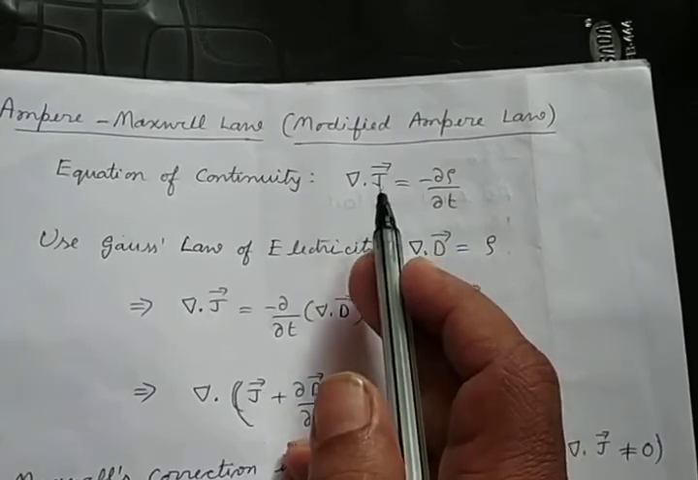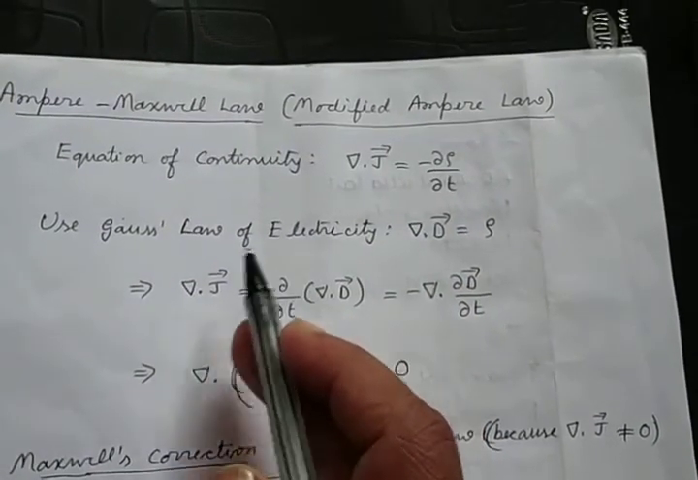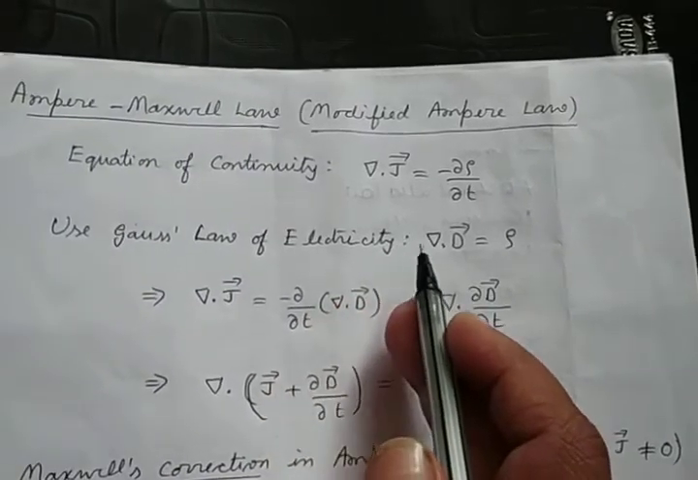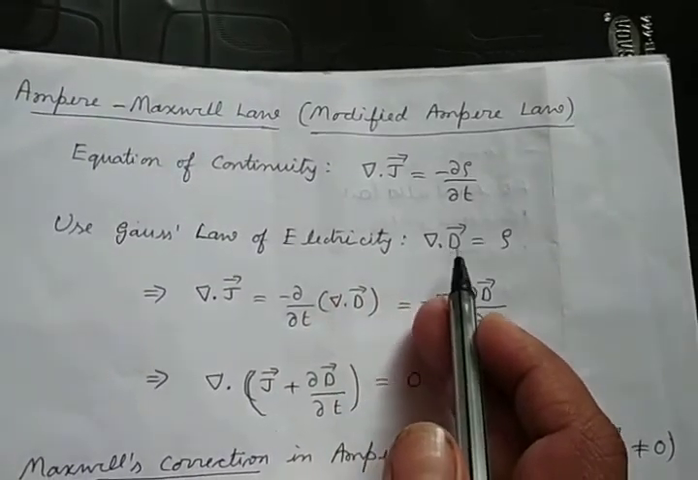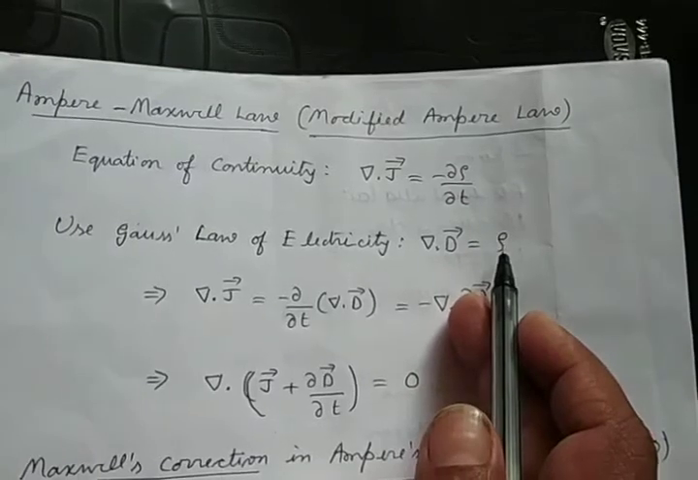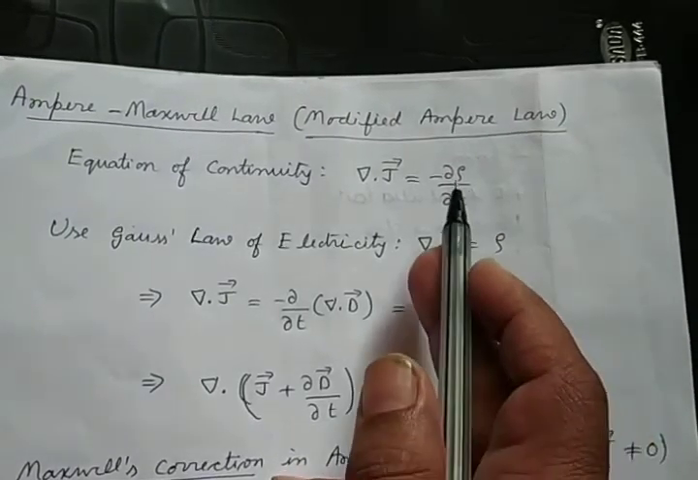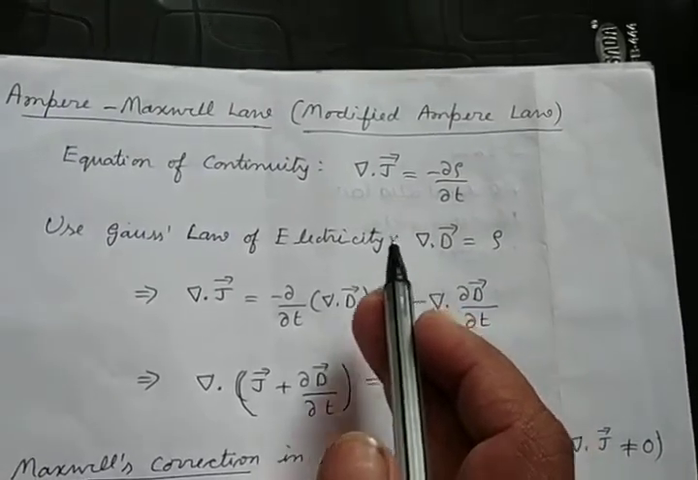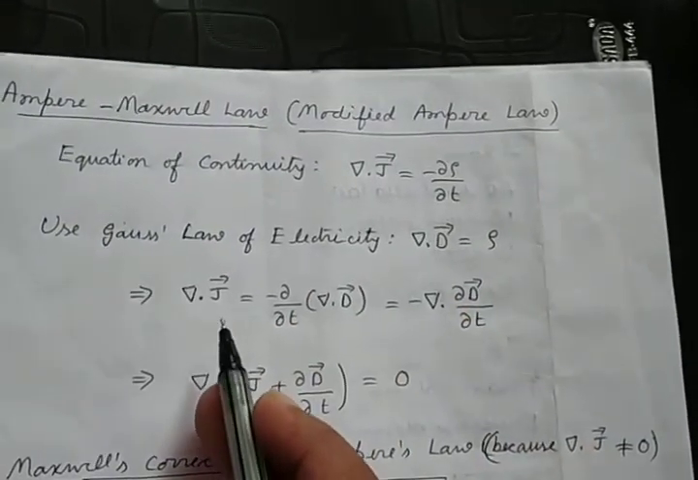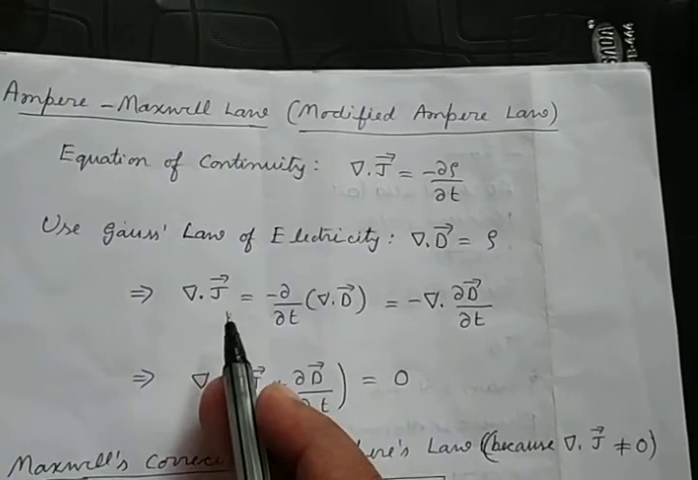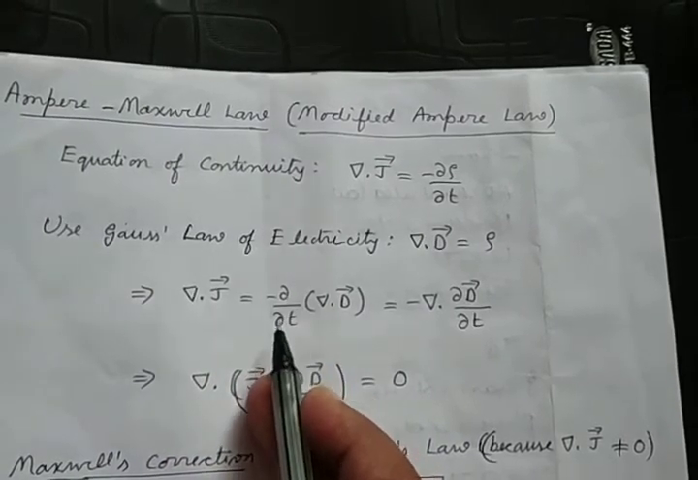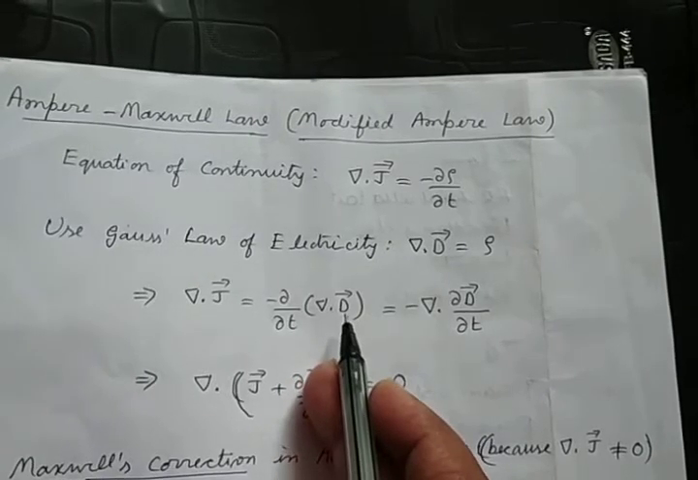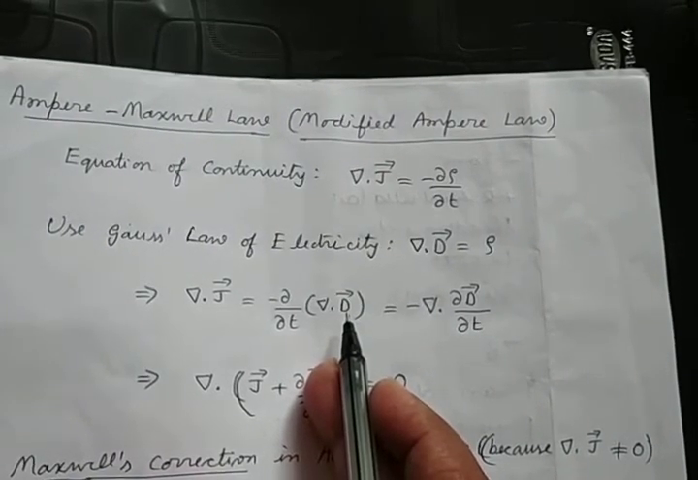Now let us rewrite the equation of continuity using the Gauss law of electricity. In Gauss law of electricity, we know that the divergence of D bar is equal to the charge density rho. So here we can substitute the charge density rho by this equation. Therefore the equation of continuity can be written as divergence of J bar is equal to minus dou by dou t of divergence of the electric flux density vector D bar.